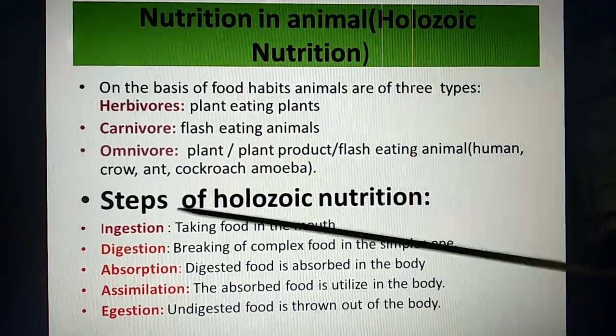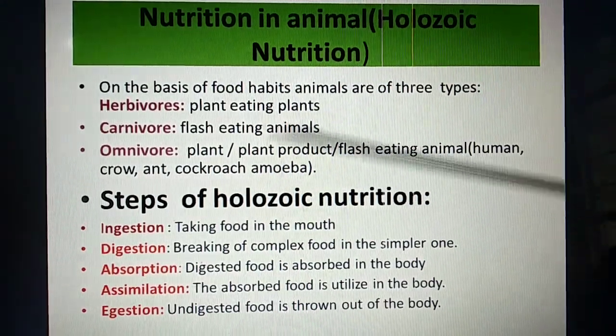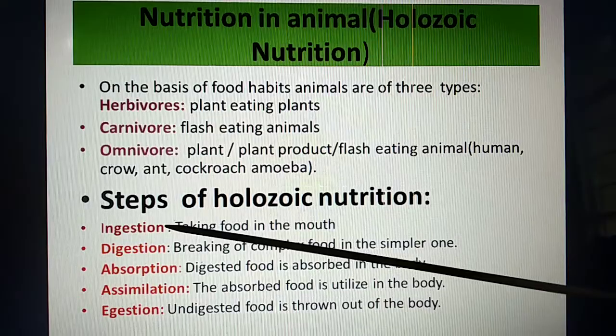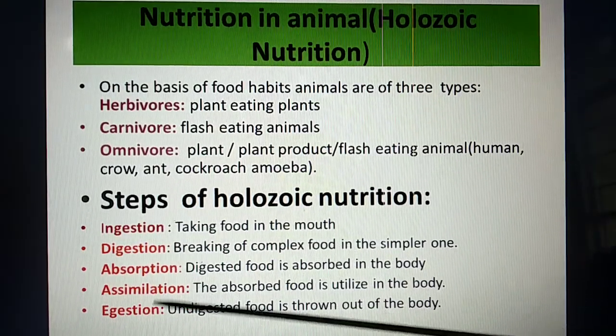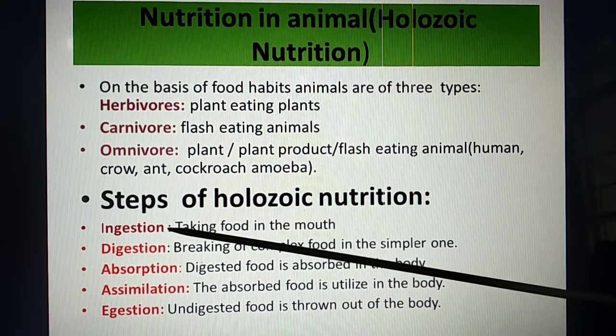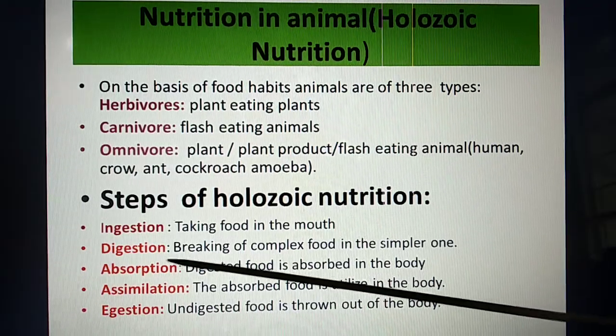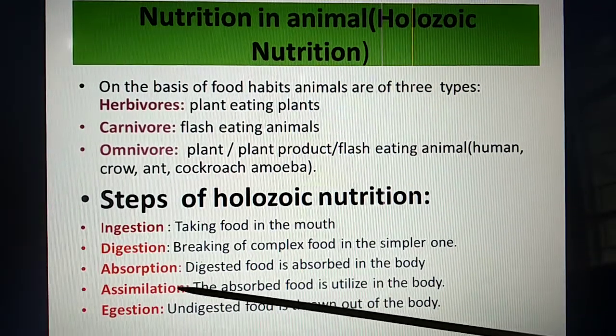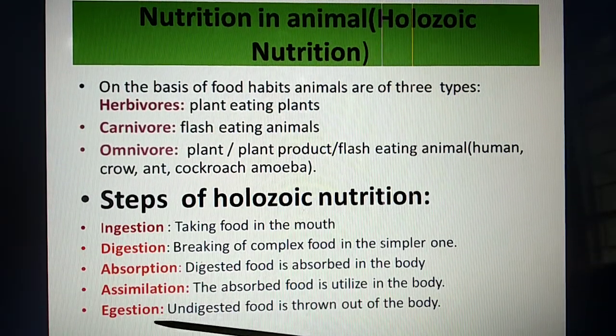Now next is steps of holozoic nutrition. Holozoic nutrition includes five steps: one, two, three, four, five. First is called ingestion. Second is called digestion. Third is called absorption. Then assimilation and egestion. Now see one by one.